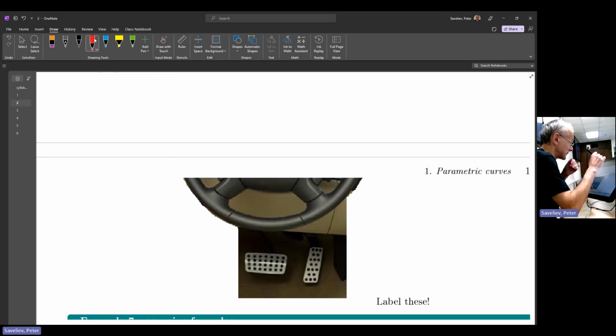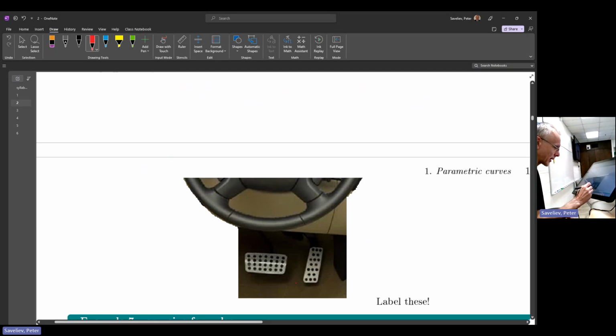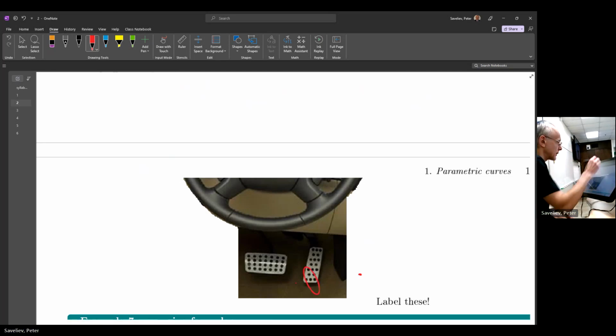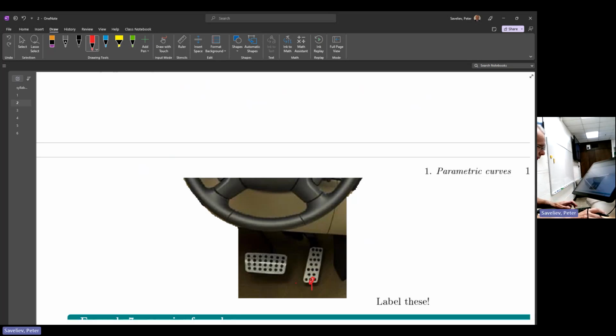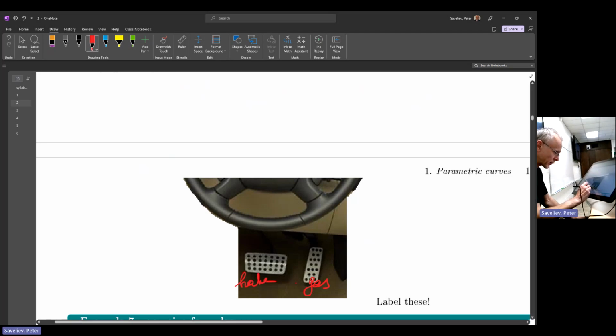Like gas and brake. Okay, so this is gas. I just want to write gas. Okay, gas. And this one is brake. Right? Brakes. And then there's the steering wheel.